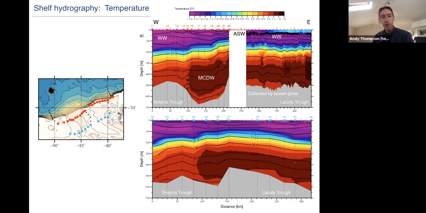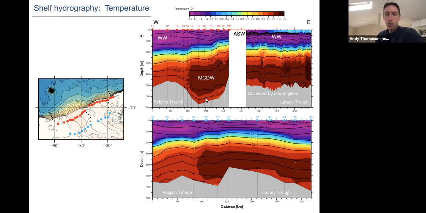So let me start by giving a bit of an overview of what the hydrography looks like on the continental shelf here in the Bellingshausen Sea. I'm showing on the left here a map. This is the Belgica Trough. This is the Latady Trough. And I'm just showing sections here of temperature across both these troughs in red on the top and in blue on the bottom. And this is a structure that I think most of us are familiar with.